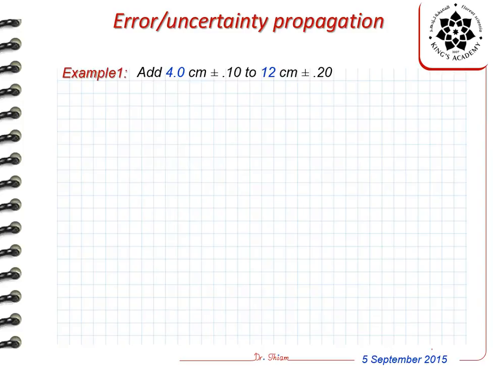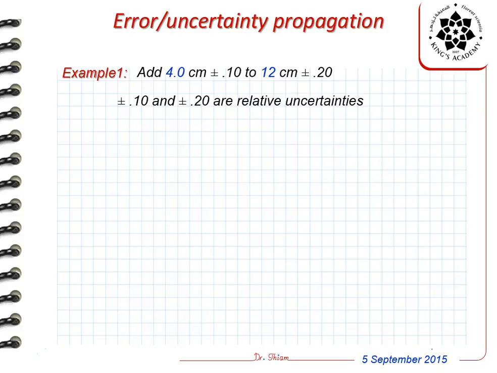Example 1. Let's say we have 4 centimeters plus or minus 0.1. We need to add this to 12 centimeters plus or minus 0.2. So this is an addition. Remember, this is an addition, and the uncertainties here, what are they? Are they relative or are they absolute? They are relative, right? Because there are no units on them.